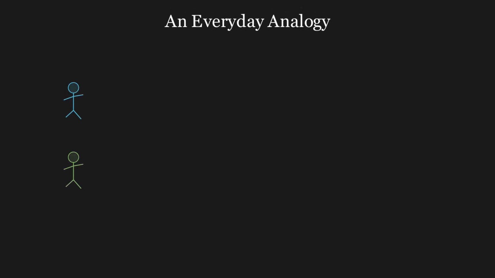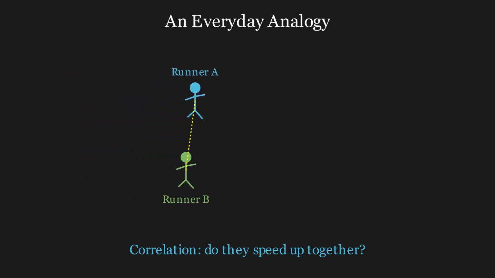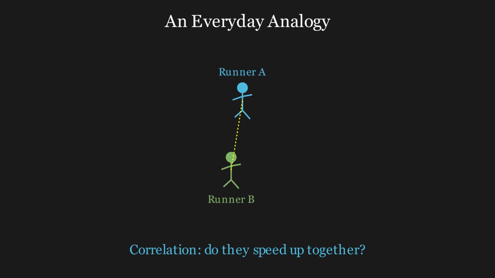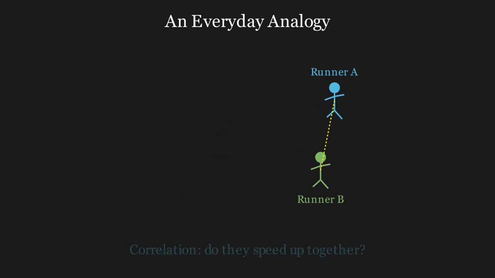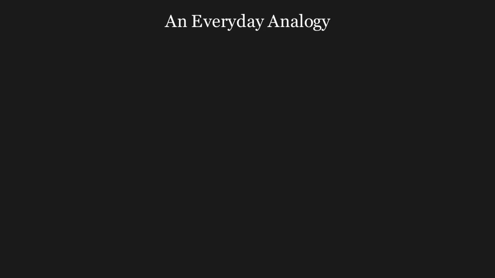Here's the everyday version first. Imagine two joggers running side by side, connected by a stretchy leash. Correlation is just noticing. When one speeds up, does the other speed up too? Regression is drawing the actual rule for the leash. If runner A goes this fast, runner B goes exactly this fast. So you can predict runner B's speed just by watching runner A.